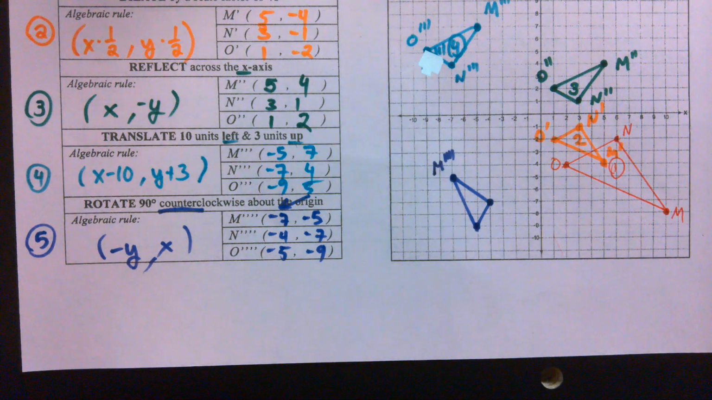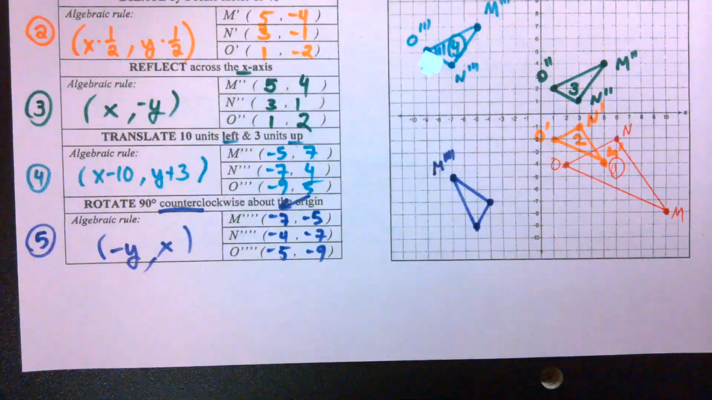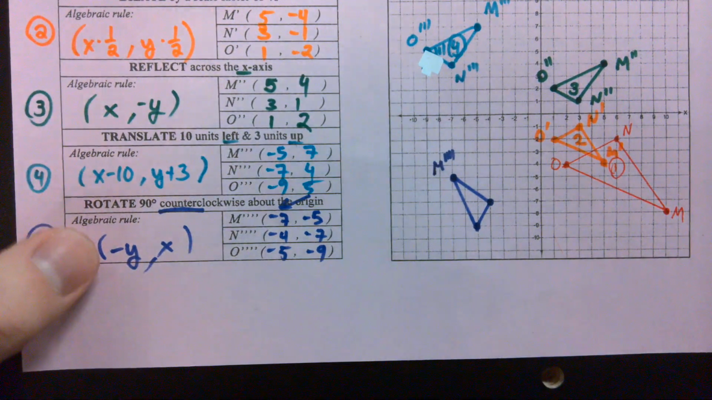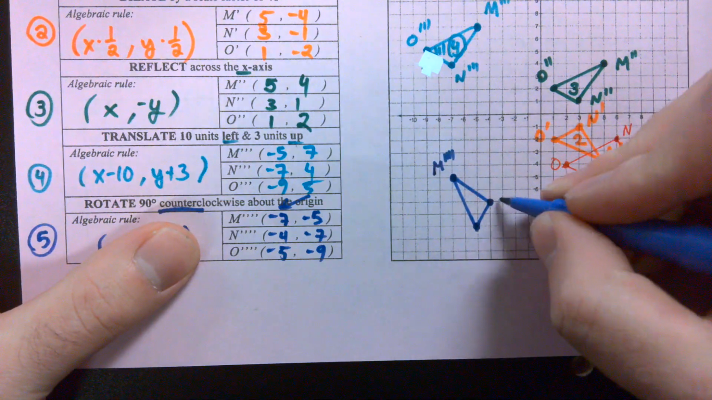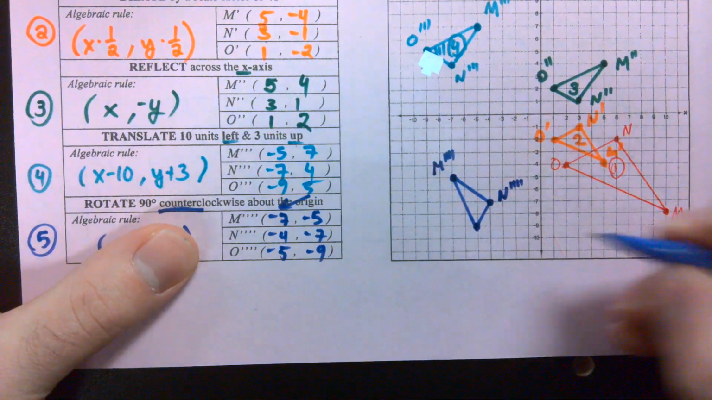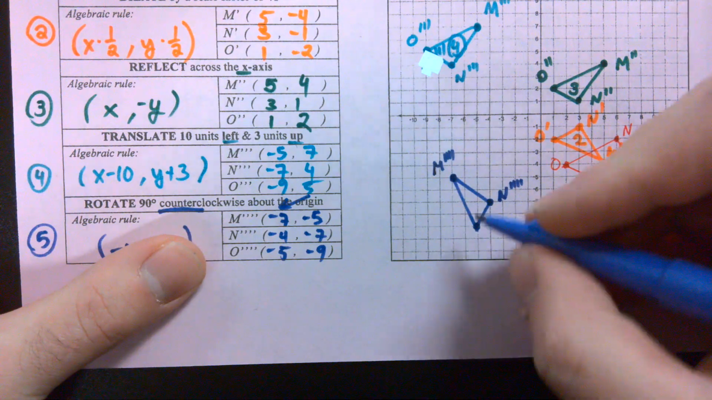Hold on one sec. Essence, when she comes back, you can go. Negative 4, negative 7, N quadruple prime, and then negative 5, negative 9.